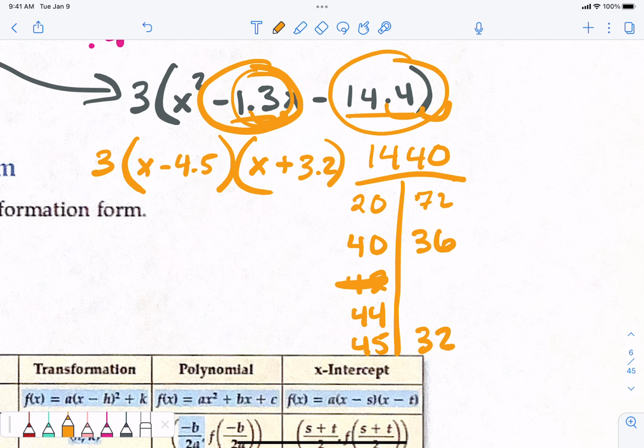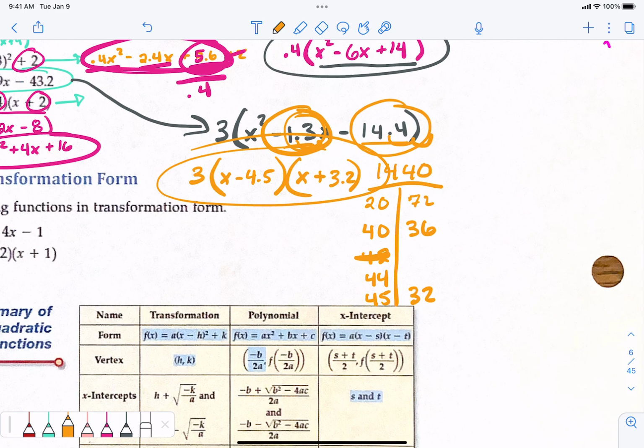Does that make sense? So this is what it looks like in factored form. Very, very yucky. There it is. That is factored form. So that's how you go back and forth between the two.